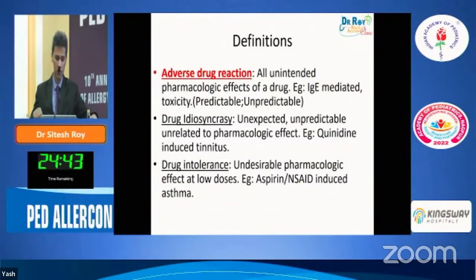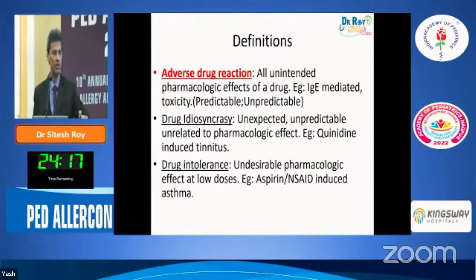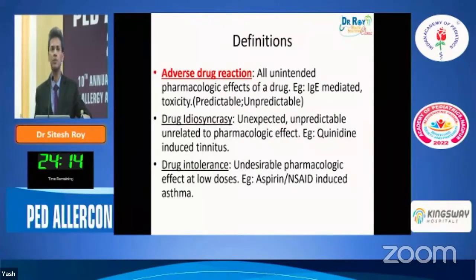When we think of an adverse drug reaction, we talk about all the unintended pharmacological effects of a drug. These can be IgE mediated and they can be predictable or unpredictable. There can be idiosyncratic reactions, which is something we always have to remember with drug allergies. And ultimately, there can be something called a drug intolerance. The classic example of this is non-steroidal anti-inflammatory drugs, where we often get referred patients who think they have an IgE-mediated reaction to the drug, when in reality, it's not. It is more of a chemical pathway and an enzymatic issue that causes these reactions.